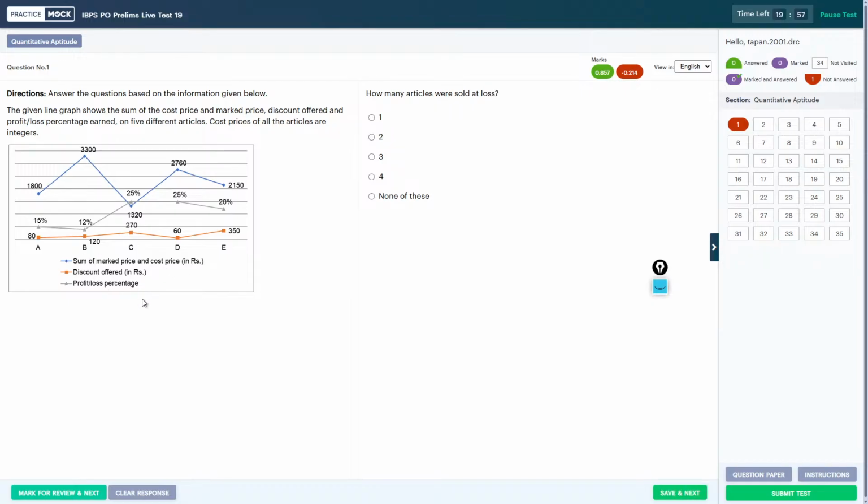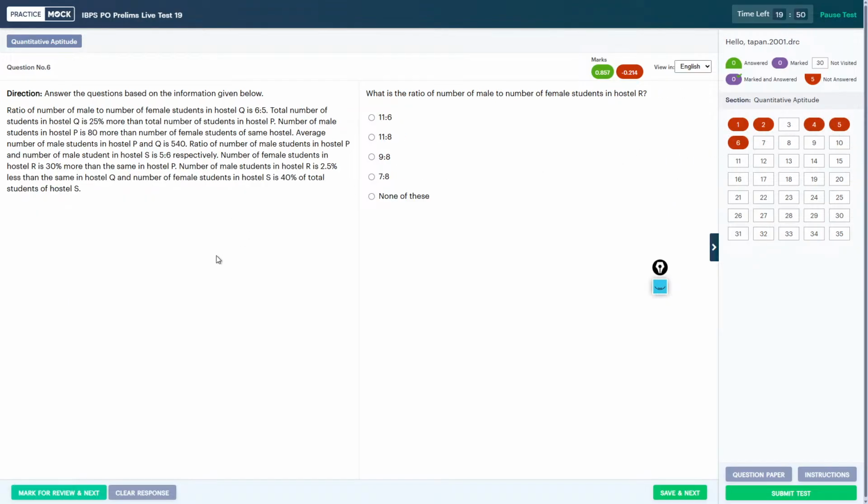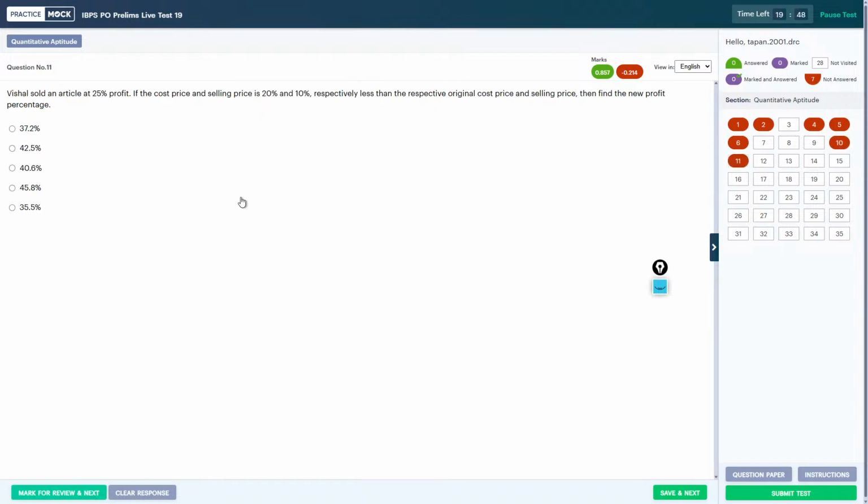Okay, sum, cost price, mark, discount, profit loss. Okay, this is doable, but will take some time. Ratio, this is doable, take some time.